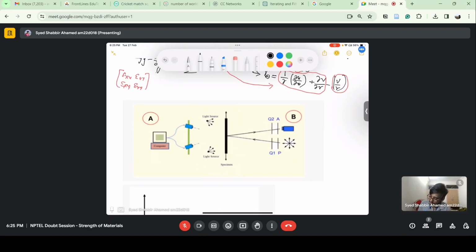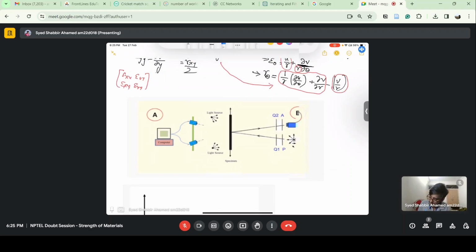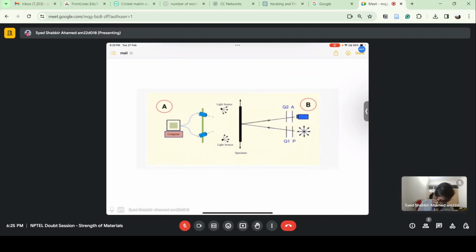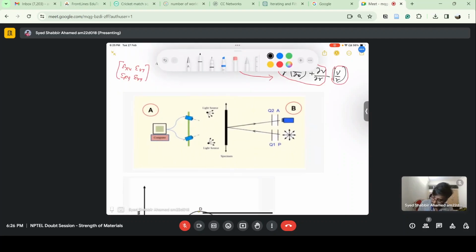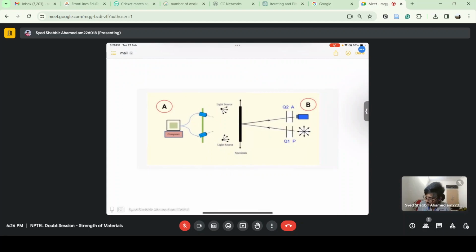So this part we are doing 3D DIC, and this part here, this is reflection photoelasticity.